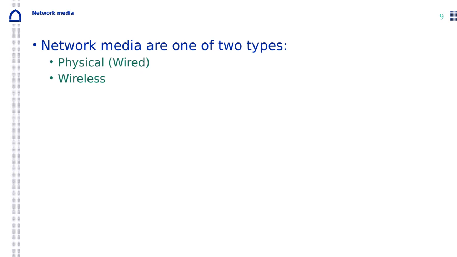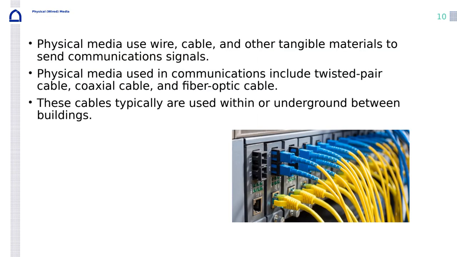We have physical media and wireless, يعني wired and wireless. Physical, يعني cable, wire, any tangible materials, يعني you can touch. It is used in communication like twisted pair cables, coax cables, fiber optic cable. They are typically used within or underground between buildings. Okay.